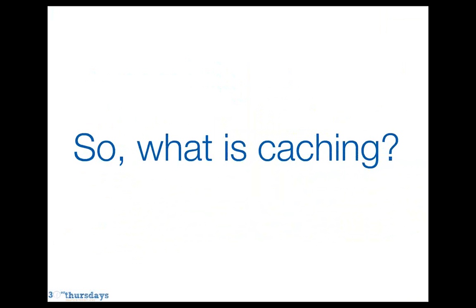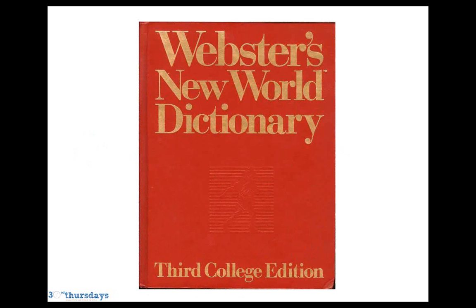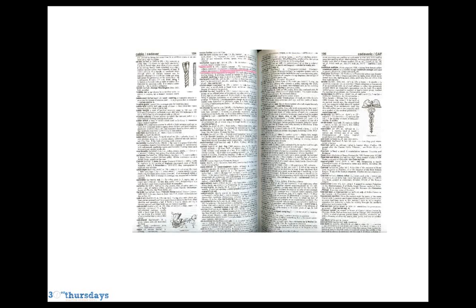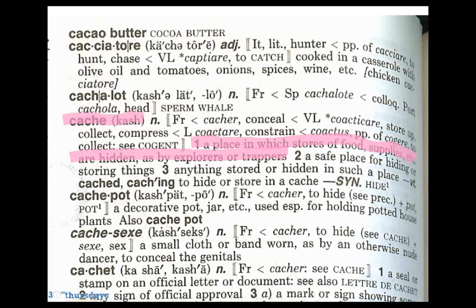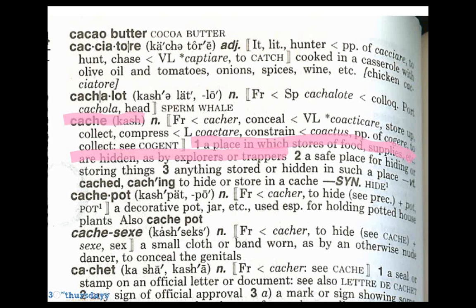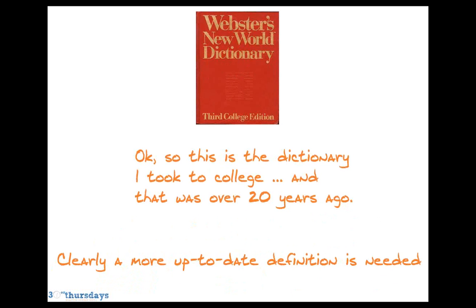So let's start by asking the question, what is caching? Anytime I'm trying to find a definition for something, the first place I turn is my trusty dictionary. This is my Webster's Dictionary, and I decided to look up caching. On the page there between cable and cadaver, I have a section highlighted. That is cache. The first definition is a place in which stores of food, supplies, etc. are hidden, as by explorers or trappers. Admittedly, this is the dictionary I took to college with me, and that was over 20 years ago. Clearly, we need a more up-to-date definition.